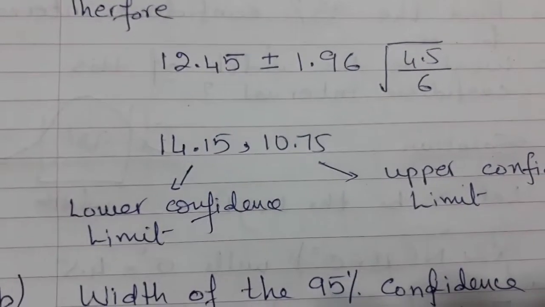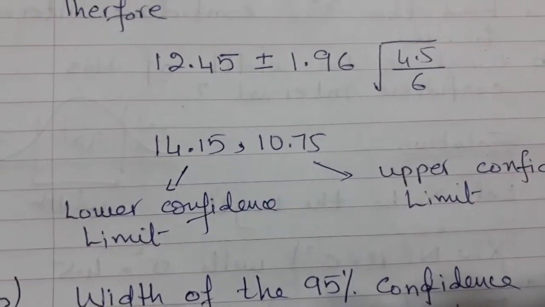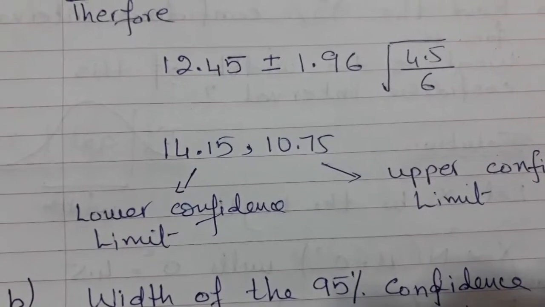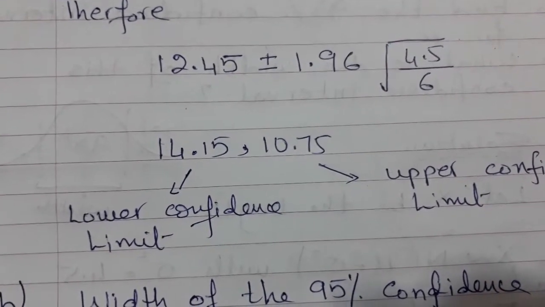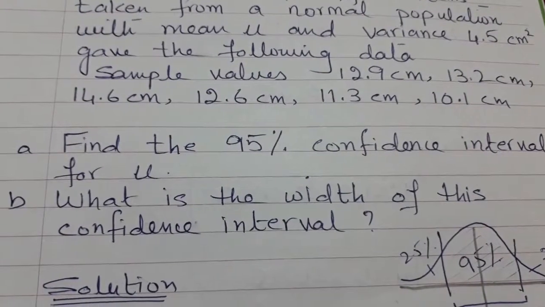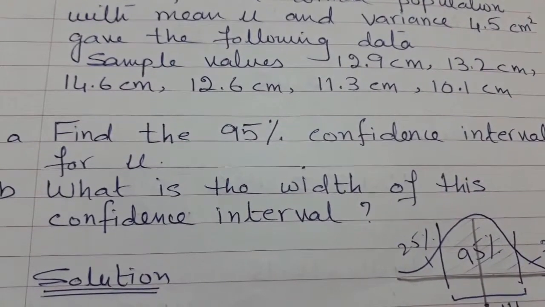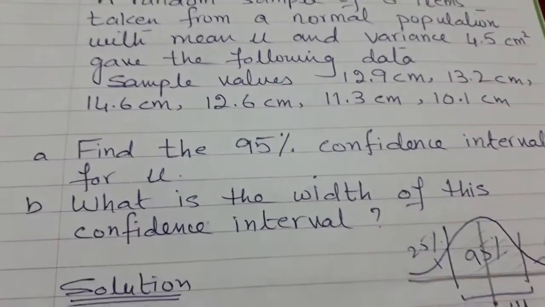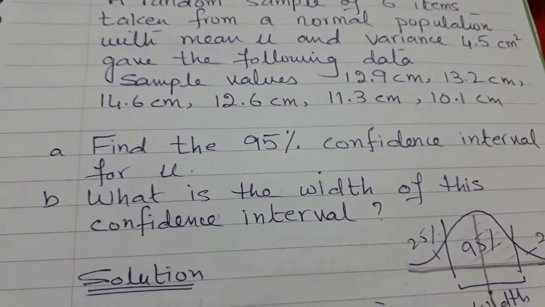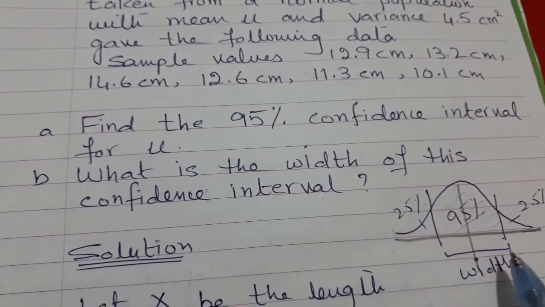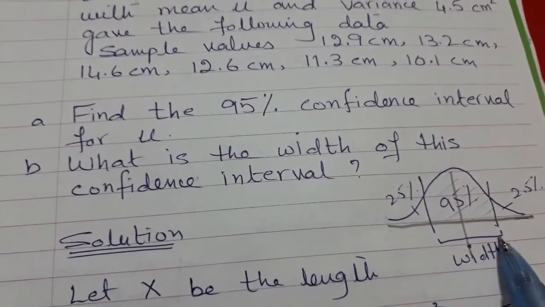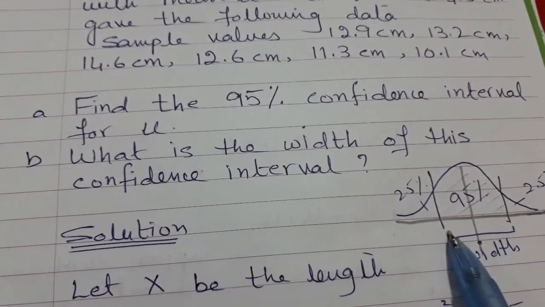And once you get after plus, it is called upper limit. The second part of the question was asking, just a minute, I'll show you the question again. So the second part of the question was saying, what is the width of this confidence interval? Now we know that width means from here till here. This is called width.